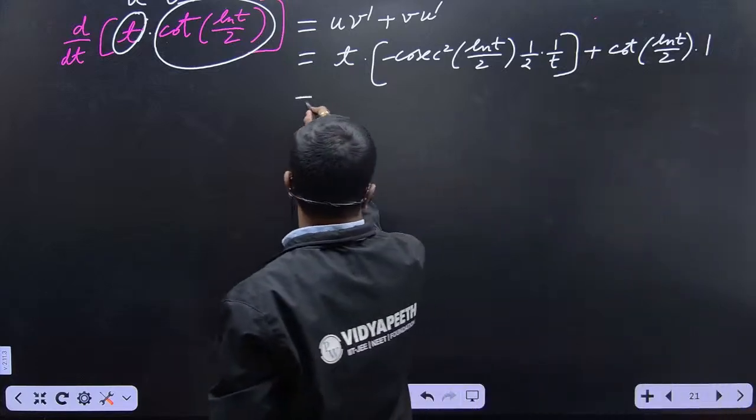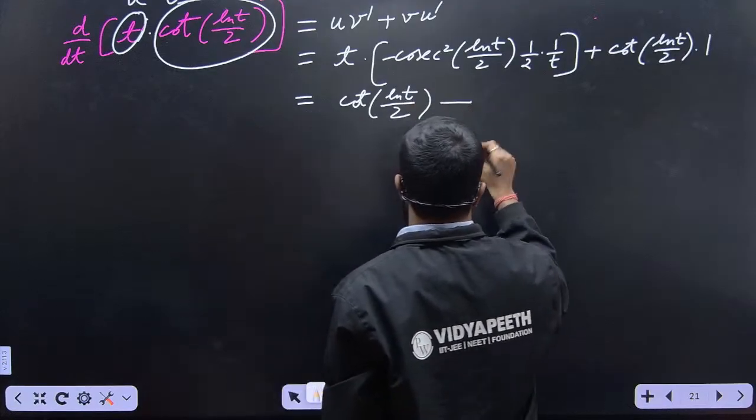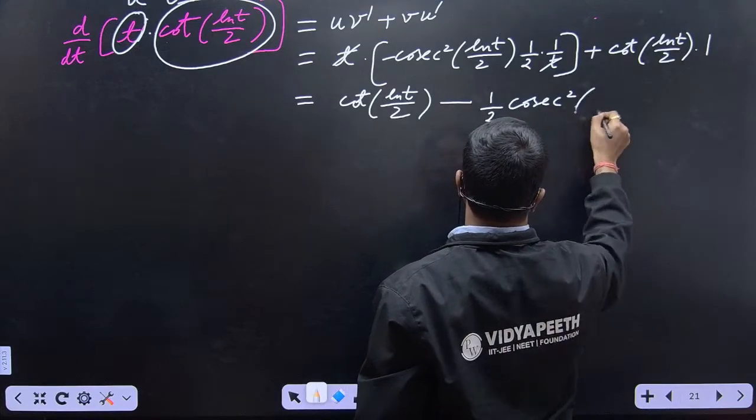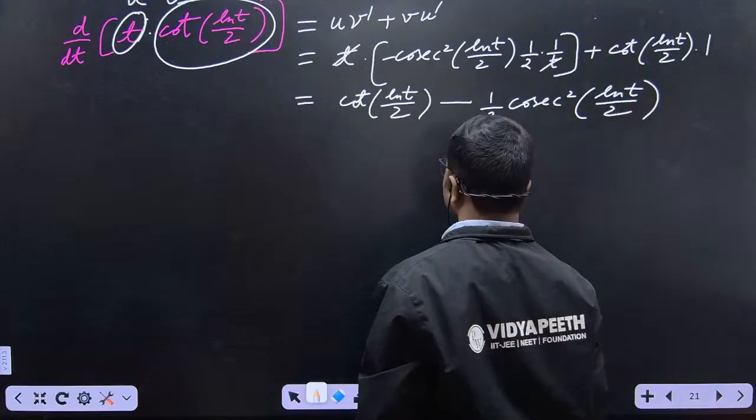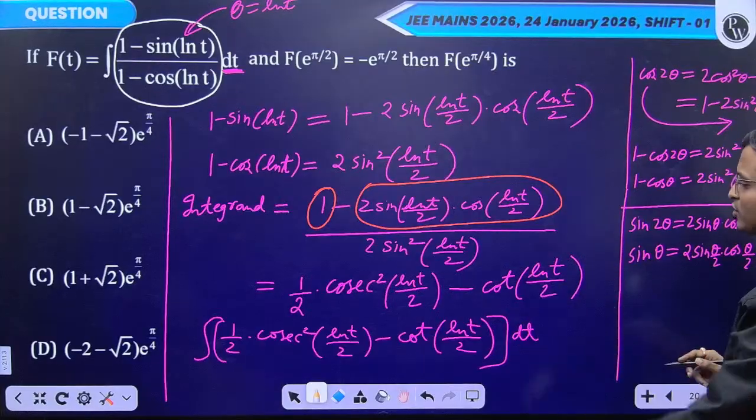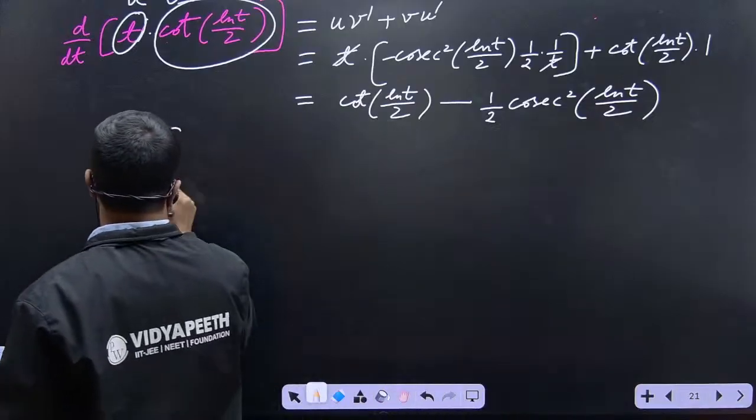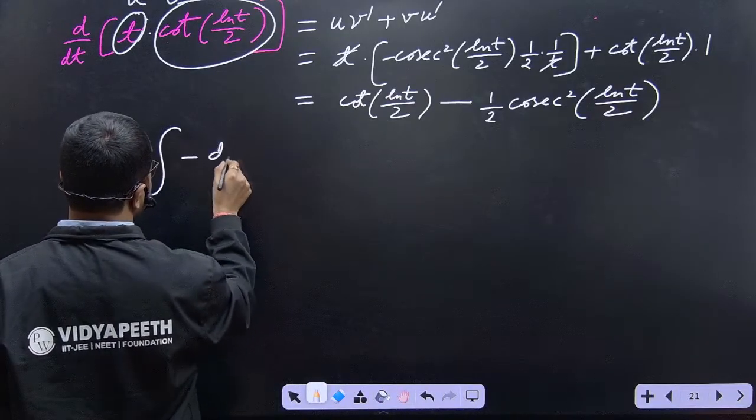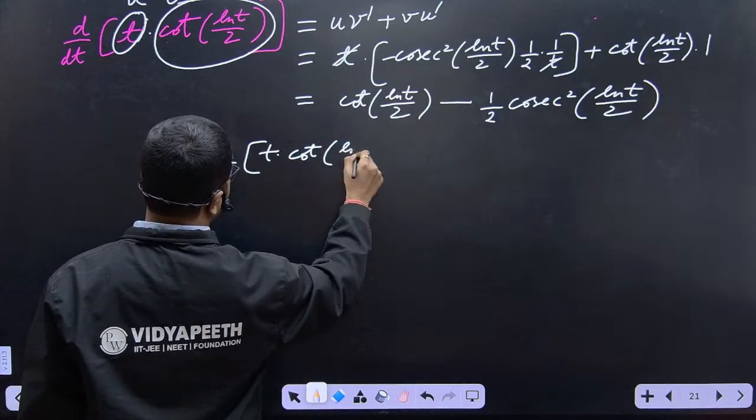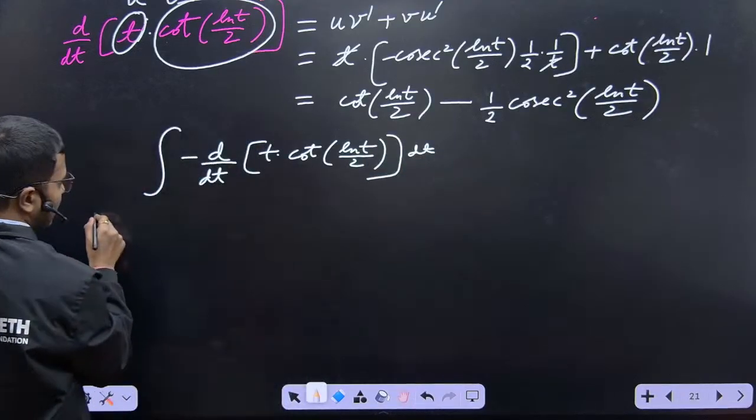So what do we get here finally? Cot of ln t by 2 minus, t and t get cancelled, half cosecant square of ln t by 2. So we have the same integrand here, the only difference is a change of sign, there is a negative sign. Okay, so next we will finally integrate. So this is minus d by dt of t cot of ln t by 2, dt. So what do we get as the final integration here?